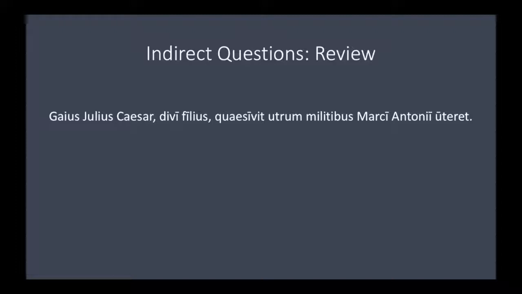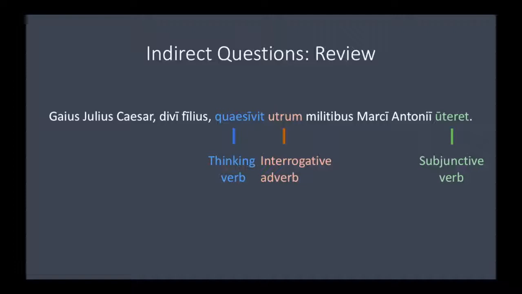So here's a final example for you to identify and translate. Gaius Julius Caesar divi filius quaesivit utrum militibus Marci Antonii uteretur. How do we know this is an indirect question? We know because of the question verb quaesivit, the interrogative adverb utrum, and the imperfect subjunctive verb uteretur. So how do we translate this sentence?